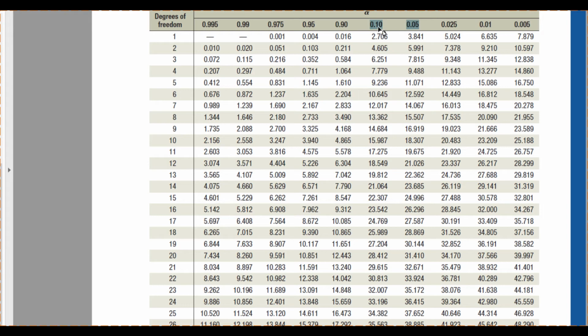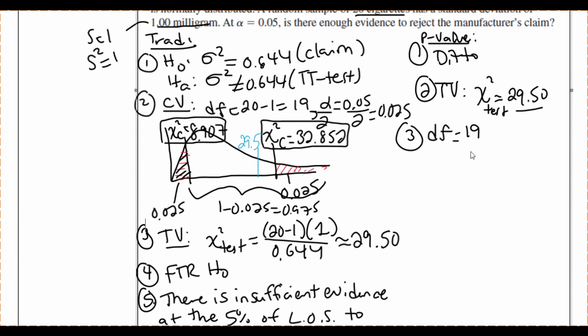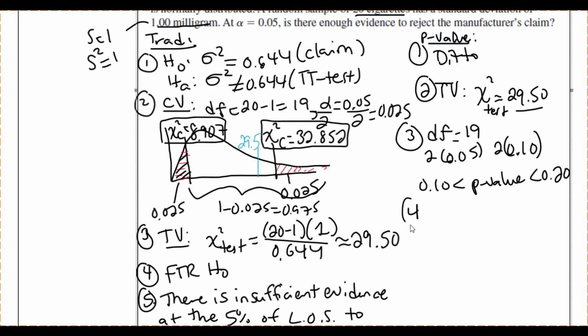But since we're doing a two-tailed test, we need to double those. Okay? So between 0.05 and 0.10, but we have to double them. So this means our p-value is between 0.10 and 0.20. So therefore, for our step 4, our p-value is clearly greater than alpha. So therefore, we fail to reject. So step 5 is the same.